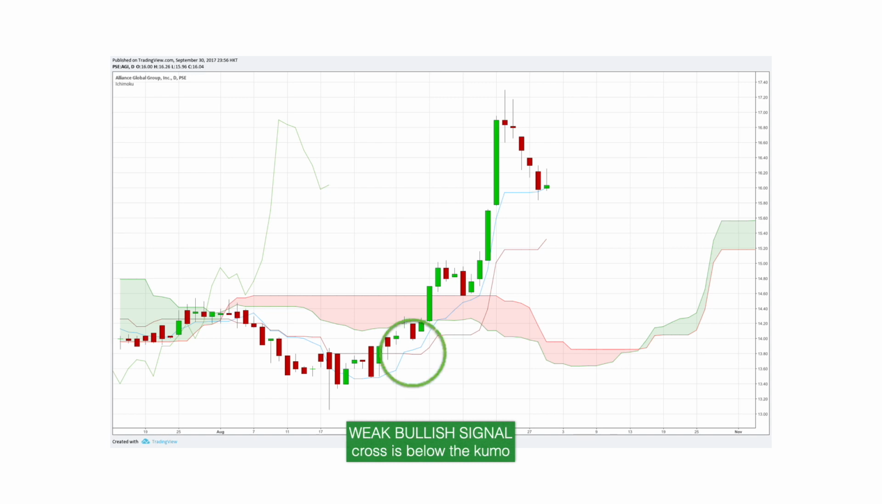After a weak bullish signal was produced, price broke out of the Kumo top but did not make a strong uptrend immediately. Price went down and retested the Kumo top once again as support, and then it resumed its uptrend.